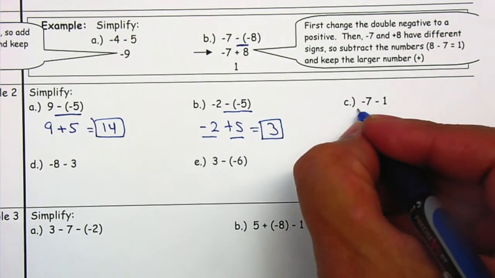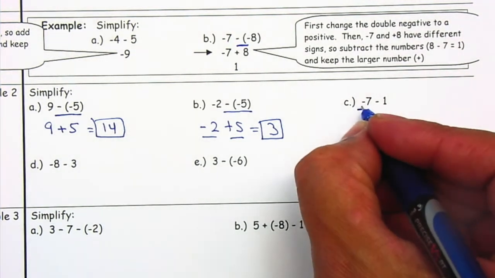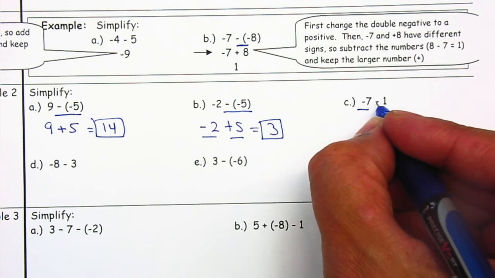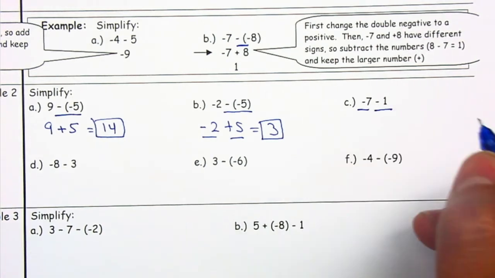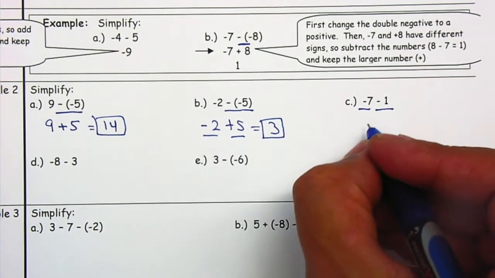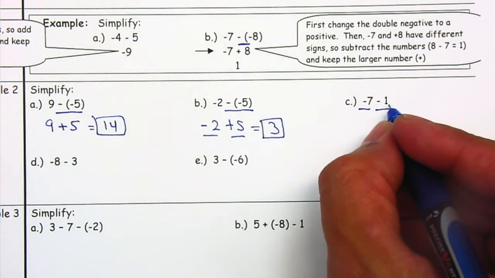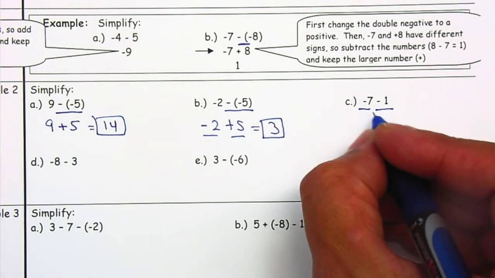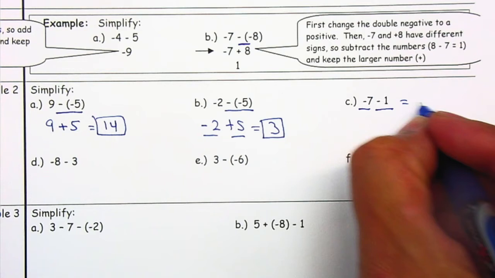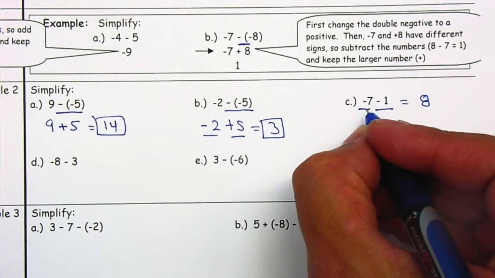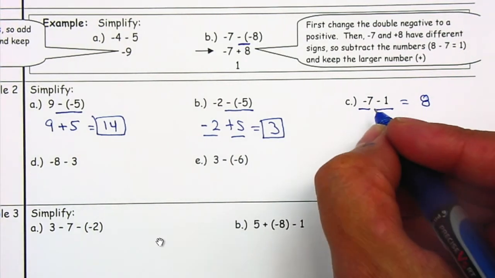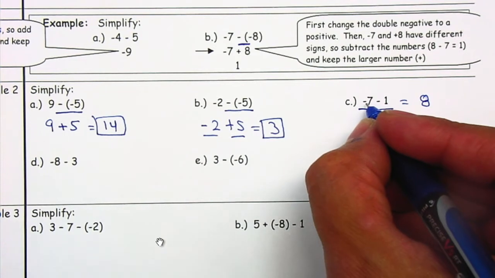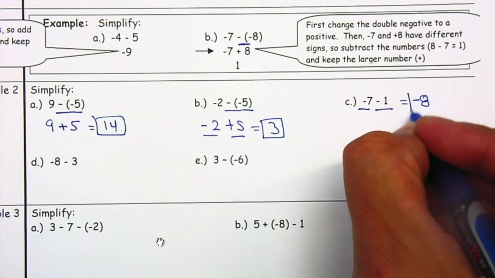For letter C, this is a negative 7 minus 1. The negative belongs to the 1, and this is something that you guys have to get used to, that the negative belongs to the 1, not to the 7. So they have the same sign, we are going to be adding, and we're going to keep the sign of the bigger number. We have a 1 and a 7, the 7 is a bigger number, so we're going to keep the negative.